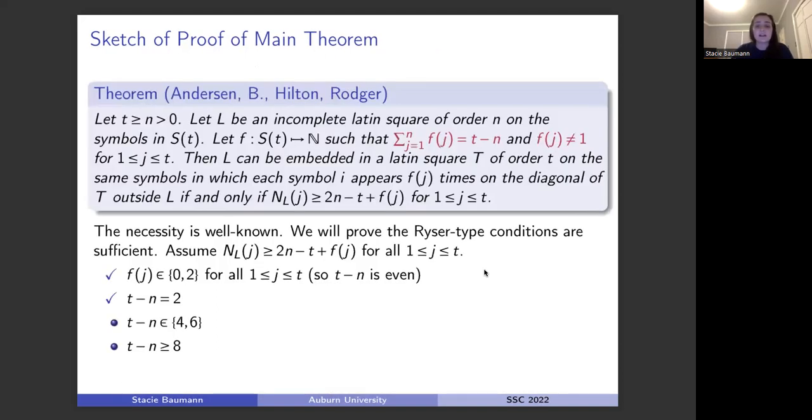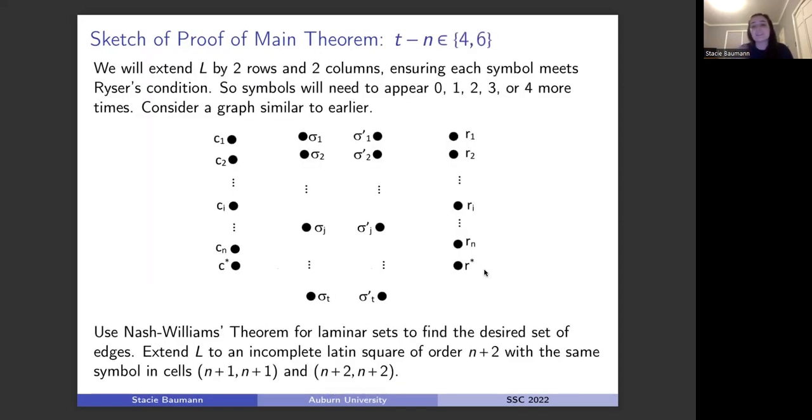All right, and then the last two, I'm going to quickly hand wave. But the t minus n is in 4 and 6. That's where we're using that graph approach that they used previously. So it gets a little bit harder because I'm going to try to extend L by 2 rows and 2 columns. So finding that set we need definitely gets harder. But we use a similar approach, figuring out those details to get exactly what we need in that bottom 2 by 2 corner.